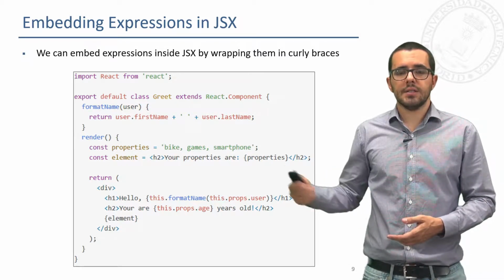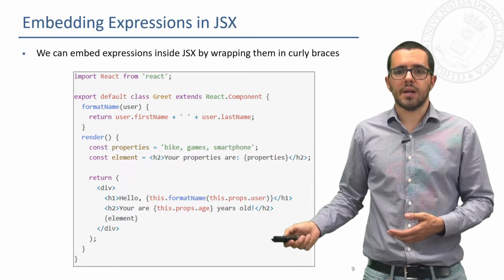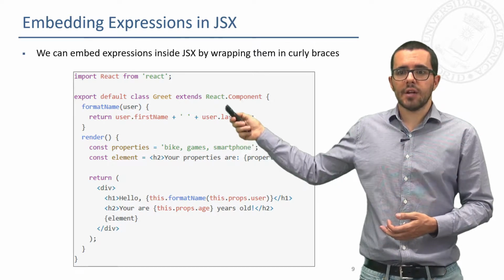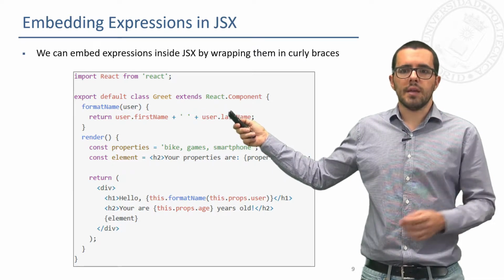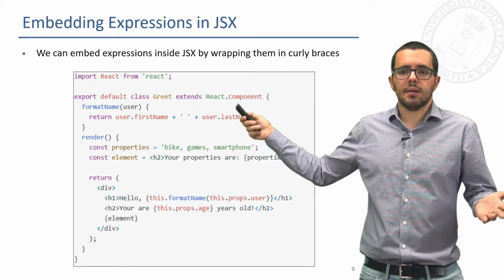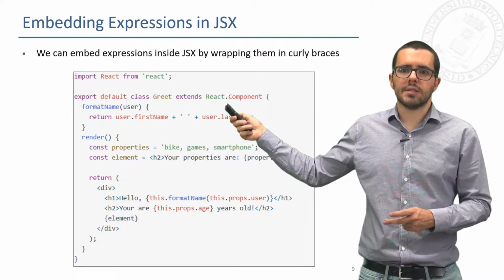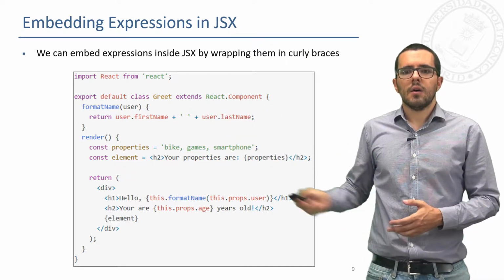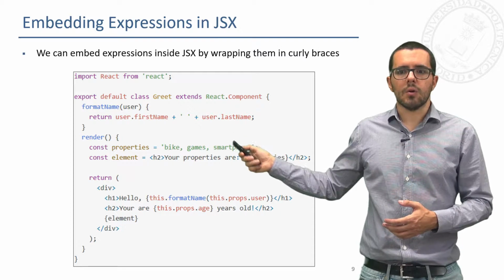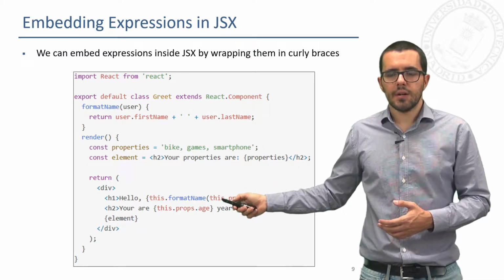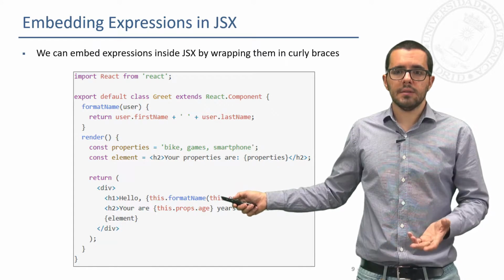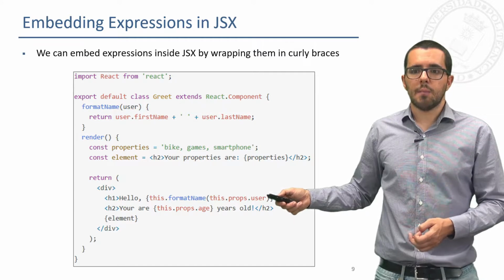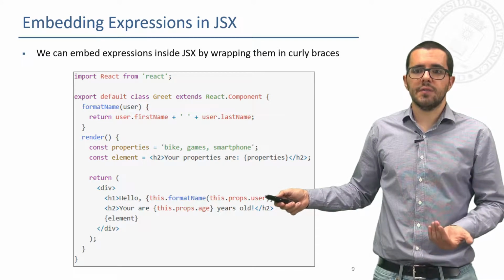Well, in these curly braces. Let's see a more complex example. In this component that is called greet, we create a function, a method, that is called format name, that receives the user, just as JavaScript does. It's a function that receives the user and returns a string, a formatted name. We will use it in the render method. How? We can include it here in our HTML part. We can, with the curly braces, call this function and pass it the props, the user that we have received as prop.